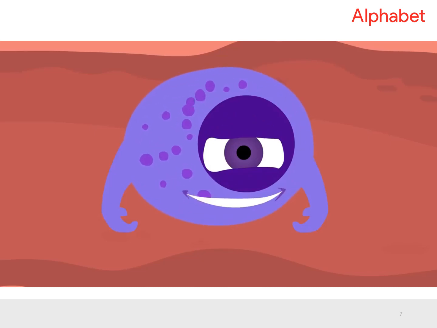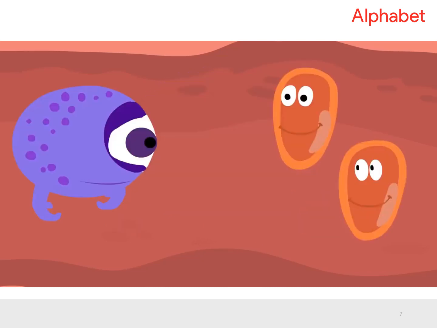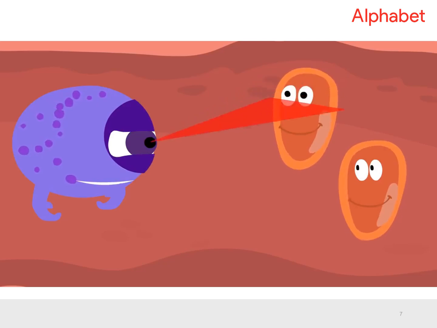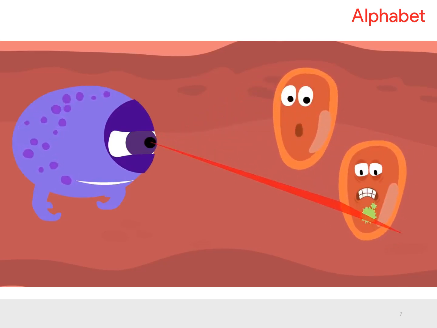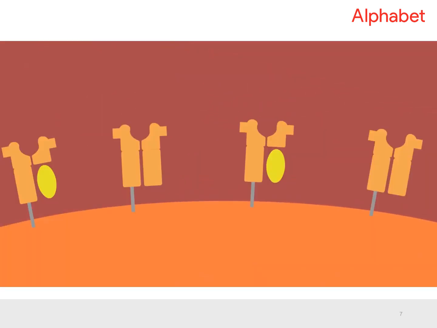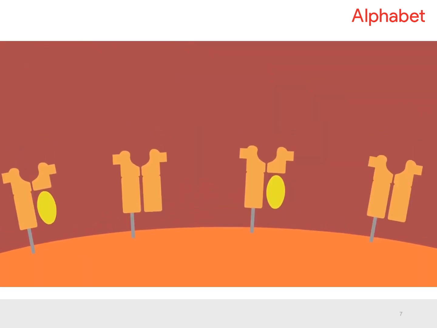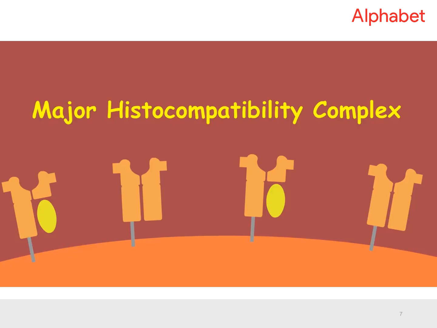Beyond that, we also have the natural killer cells. These cells can efficiently detect when our own cells have gone rogue, or are infected with, say, a virus. NKCs detect a protein produced by normal cells called the major histocompatibility complex, or MHC.